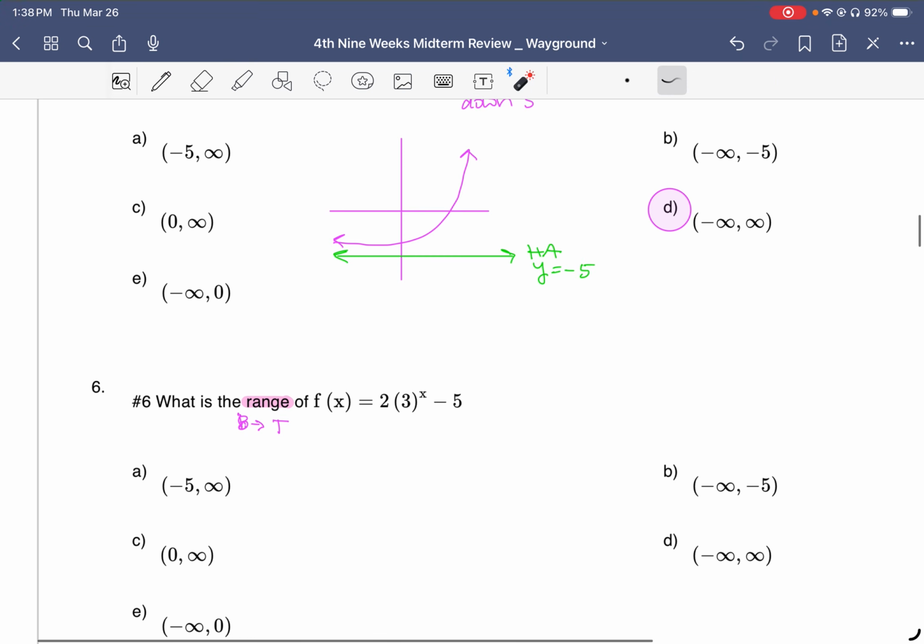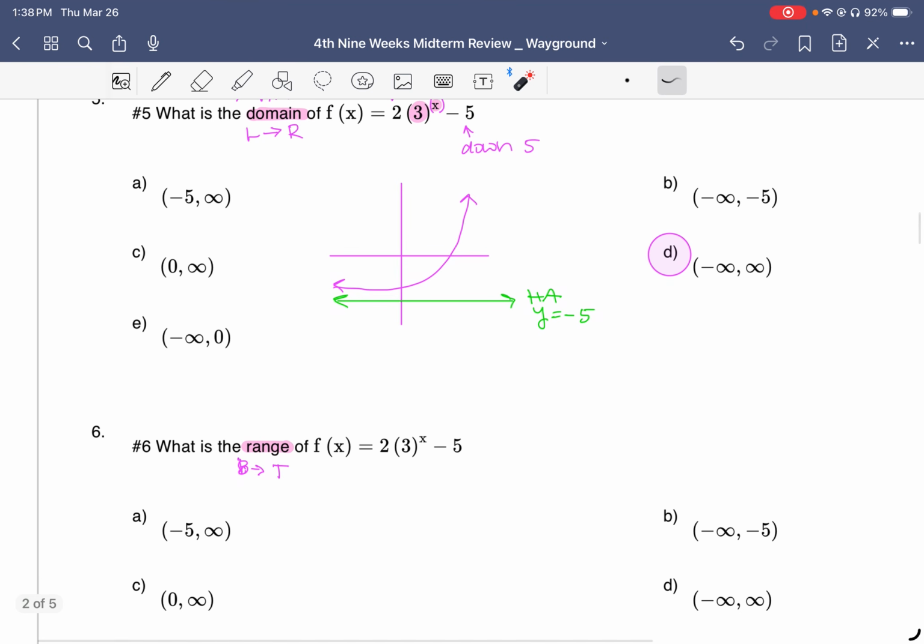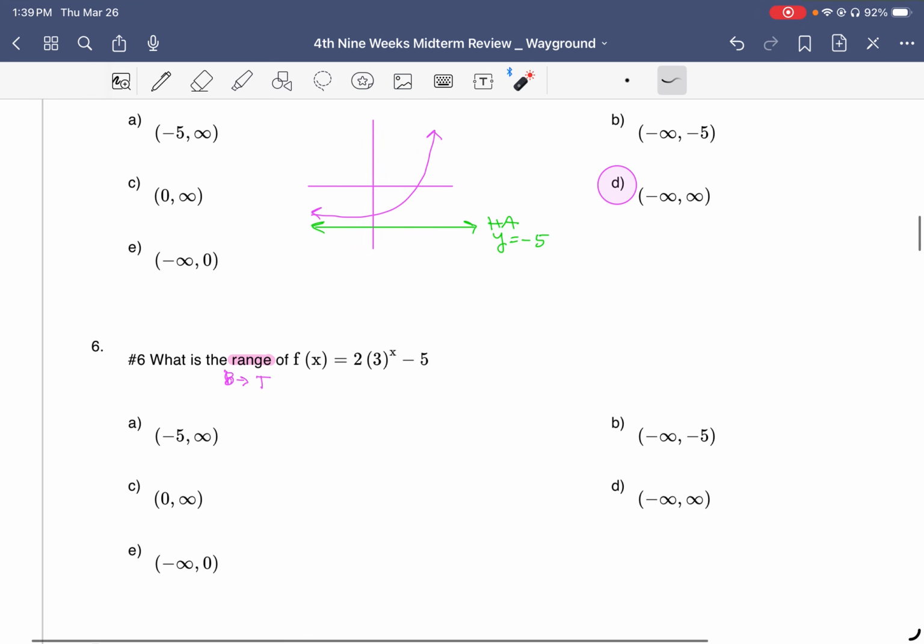Okay, so let's go back up to our sketch. Bottom to top, the lowest y value would be right above this horizontal asymptote. Remember, this part is going to approach the horizontal asymptote, but it cannot cross it. So the lowest it can get is really, really close to -5. And then how high can it go? Well, I see this arrow going up to positive infinity. So that means that the range, the lowest y value is -5.